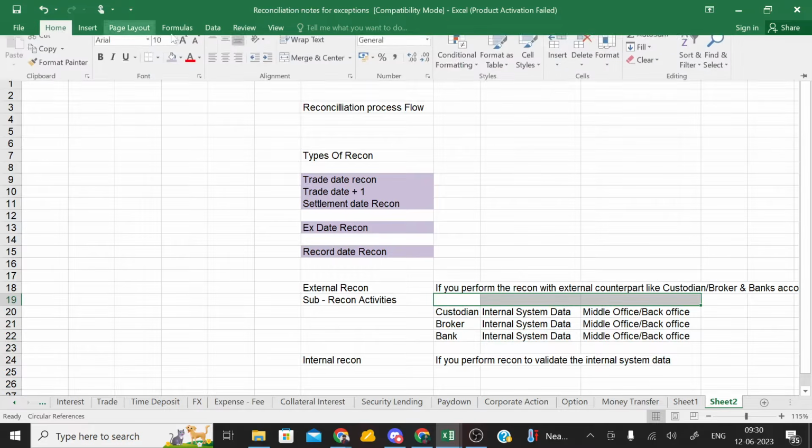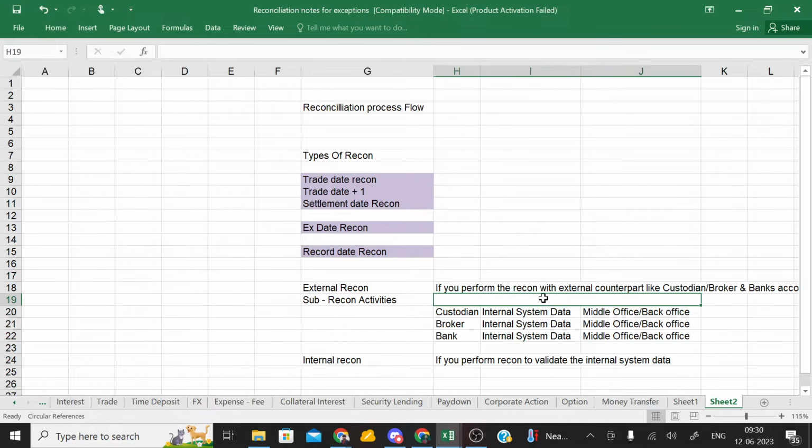This recon you can call it as external versus internal.